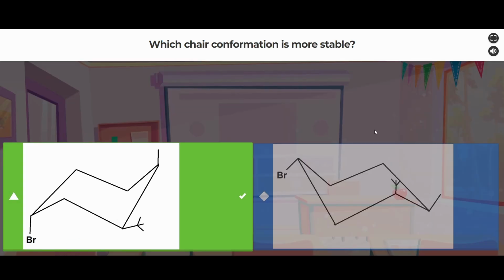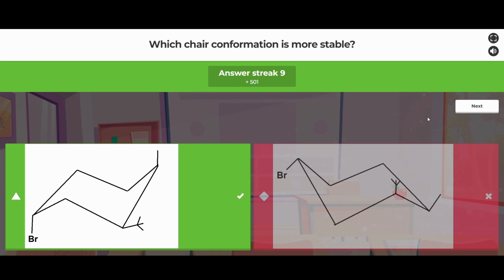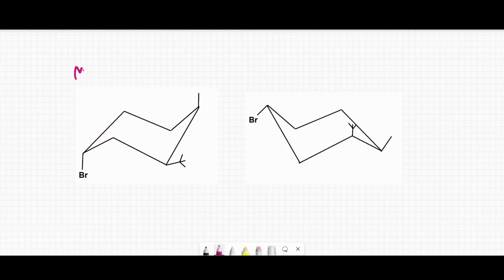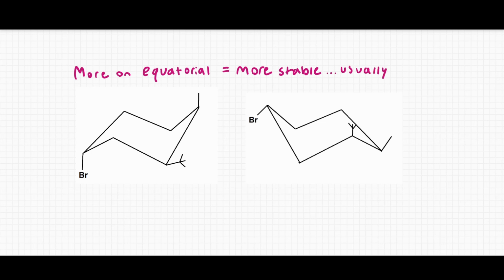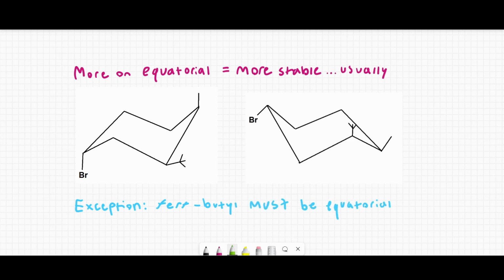Alright, and there it is. So let me give you a quick reminder on chair conformation stability. So typically, more substituents on equatorial positions is more stable, but that's usually. The exception is that tert-butyl is extremely bulky, so it must be in the equatorial position for that chair to be stable, even if that ends up putting some extra substituents in axial positions.